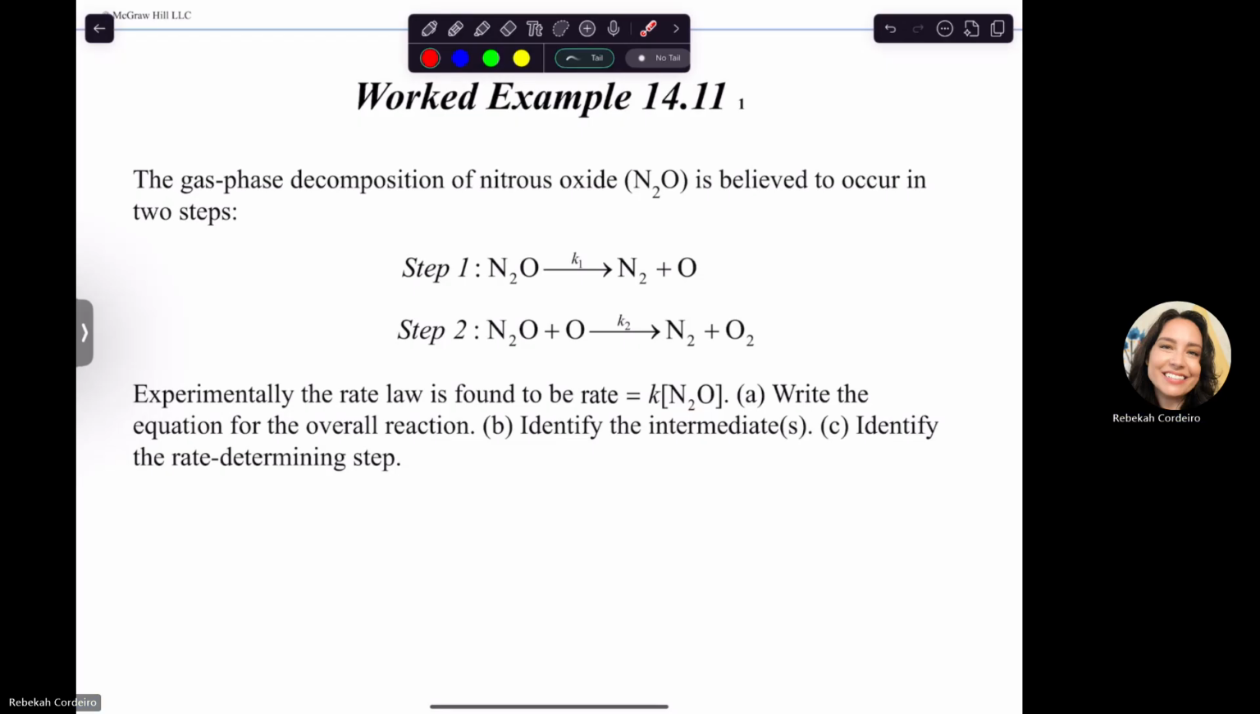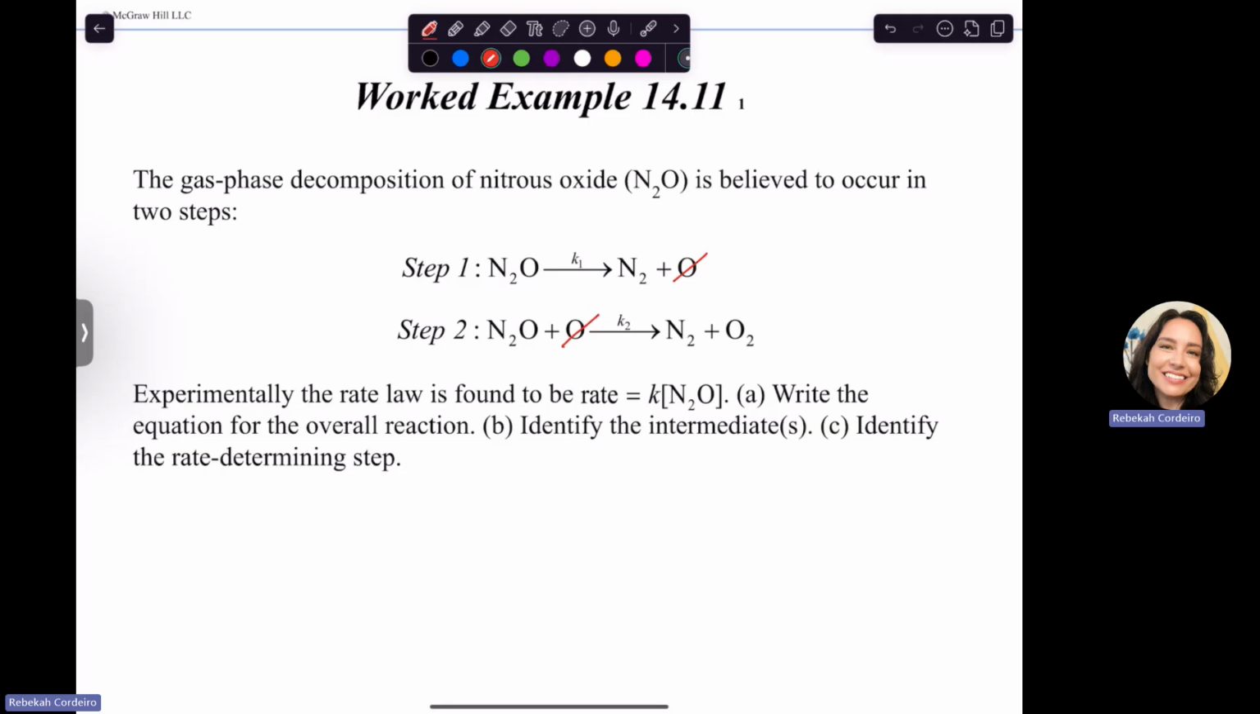Okay, so if you paused and you tried it on your own, that's great. If not, try it, just guess. And then if you have already tried it, then let's talk about it. What's the equation for the overall reaction? So overall reaction, we have N2O and N2O. Let's see what we can cancel. We can cancel O and O.